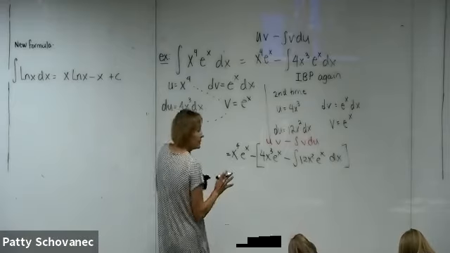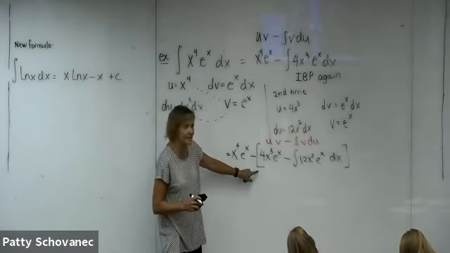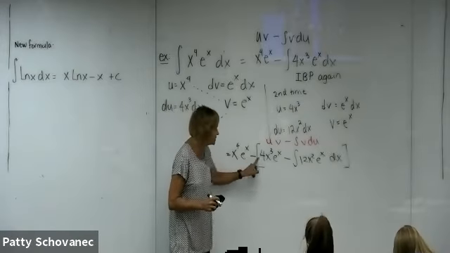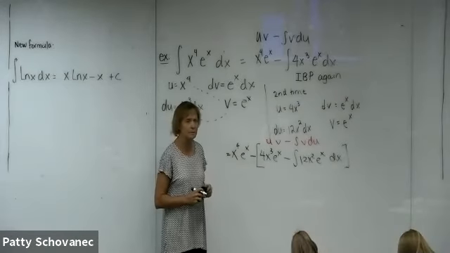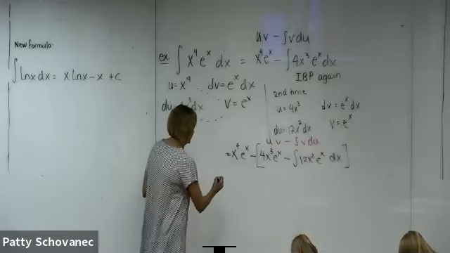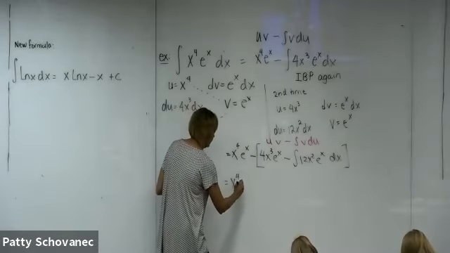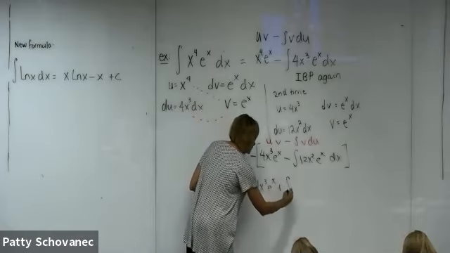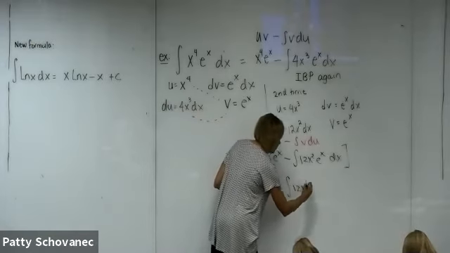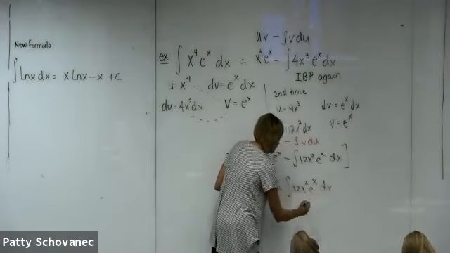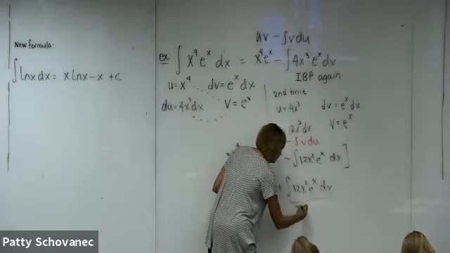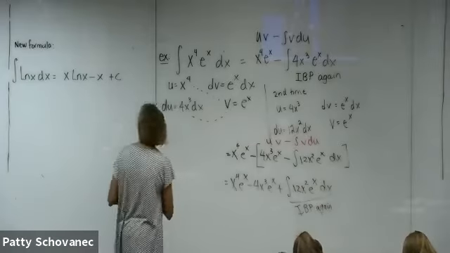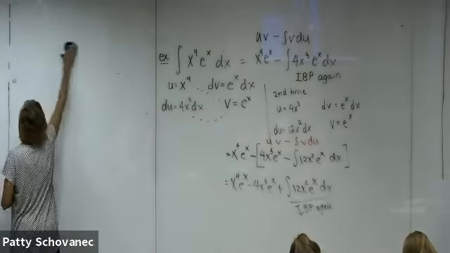Okay, but before I do integration by parts again, I'm gonna take care of the brackets here, because I don't want to start nesting a bunch of brackets. I take the brackets away and make this minus, make that plus. X to the fourth, e to the x minus 4x cubed e to the x plus the integral of 12x squared e to the x dx. And here we're going to do integration by parts again.